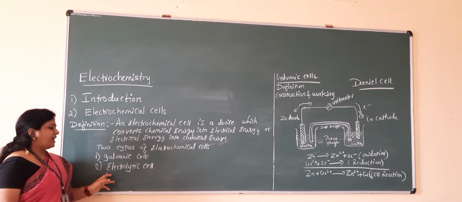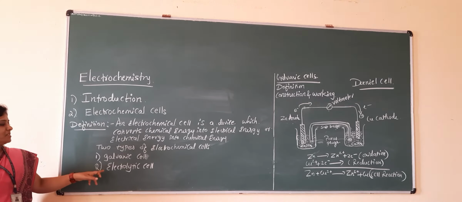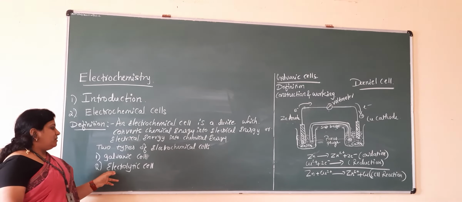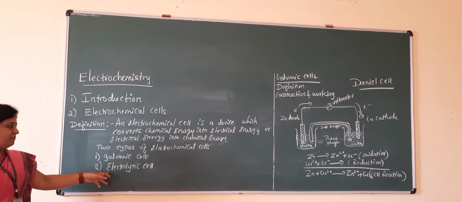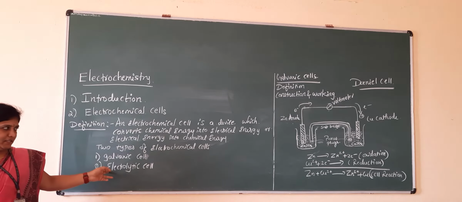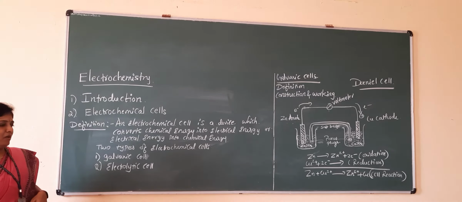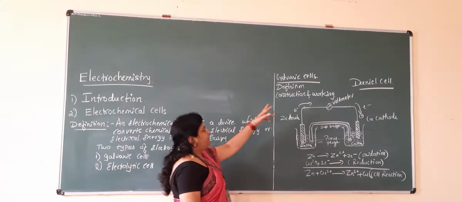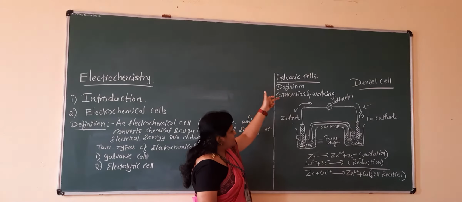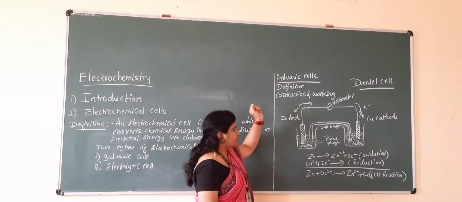And the second one is the electrolytic cell. An electrolytic cell is a cell which converts electrical energy into chemical energy. As an example, the lead acid battery can be given, where the electrical energy can be converted back to chemical energy. Now let us study the galvanic cells. We have already discussed the definition of galvanic cells. Let us know about the construction and working of galvanic cells.